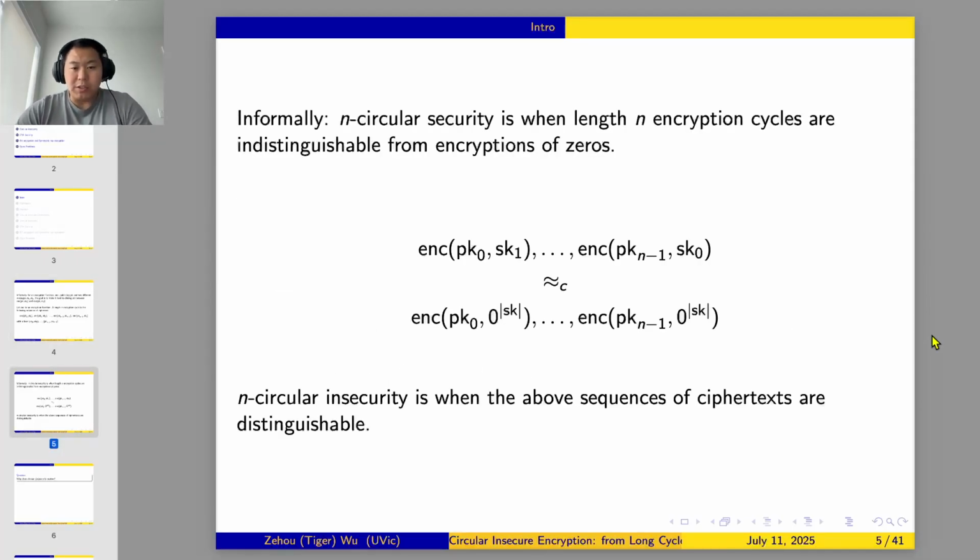And circular security is when we want the length n encryption cycles to be indistinguishable from an encryption of zeros. So instead of encrypting each secret key, we encrypt a zero string instead, and we want them to be indistinguishable.